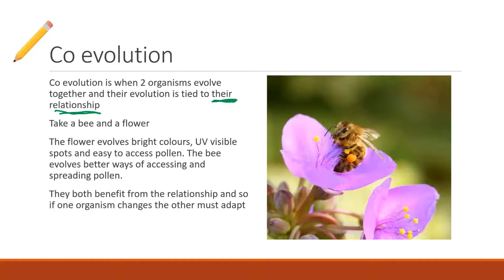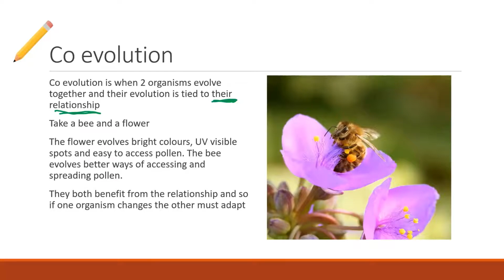So it makes sense that bees would evolve better ways to access the flower. The flower evolves to have bright colors, are UV visible, and spots, and makes it easy to access the pollen. So it has nice wide open flowers to make sure that it's like, hey, bees, come land here, get some pollen, spread it. And obviously the flowers that are the brightest and the largest are going to attract the most bees, and so therefore they're going to be the fittest.